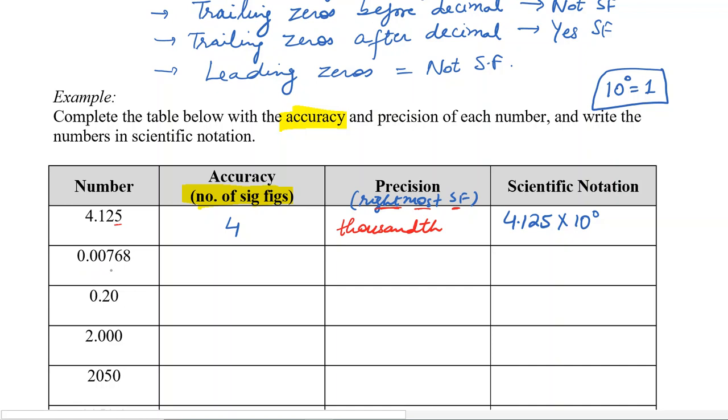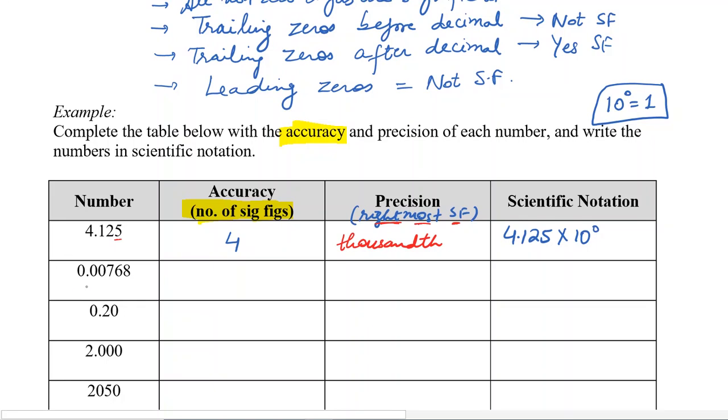0.00768. So how many sig figs? In this case, the leading zeros are not significant. So these are not significant, which means the number of sig figs is only 3. And if we talk about the precision, what is the place value of 8? 10th, 1000, 10,000, 100,000. So in this case, we have 100,000 place value. So precision is 100 thousandth.